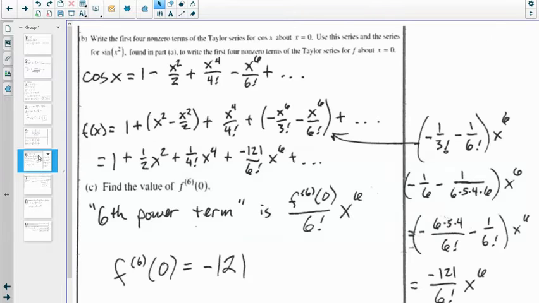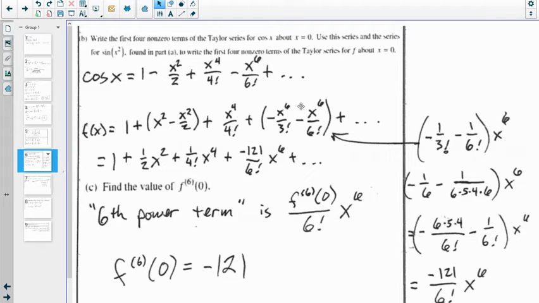Part B, let's see, write the first four non-zero terms of the Taylor series for cosine. Here we go again. That's a point. I can guarantee that that's a point just for knowing what that is. And then the rest of the points we're going to get on this one come from what we found in part A, to write the first four non-zero terms of the Taylor series around x equals 0.